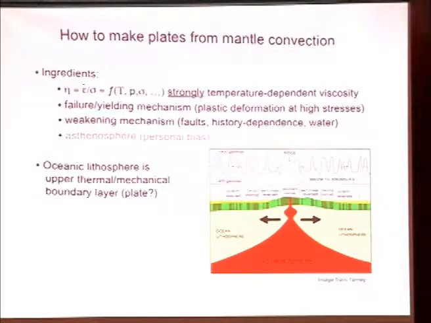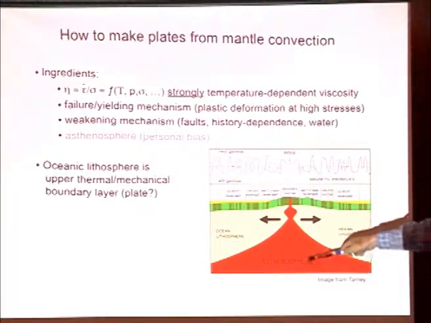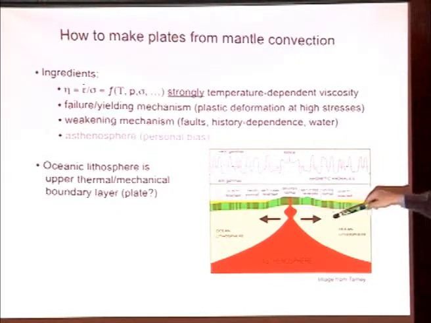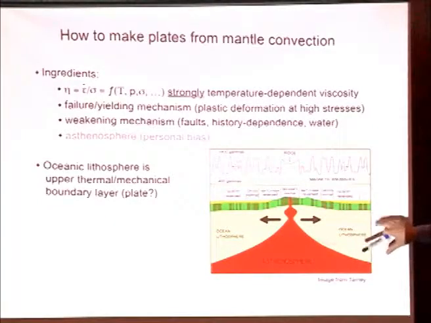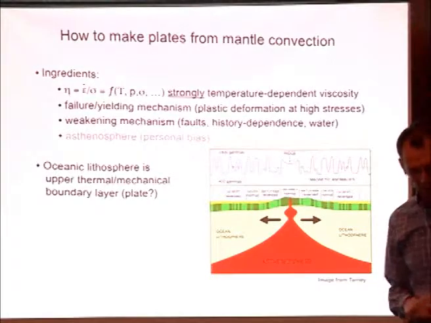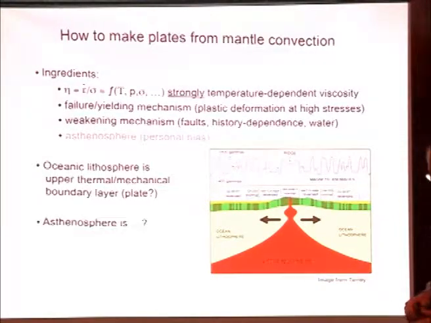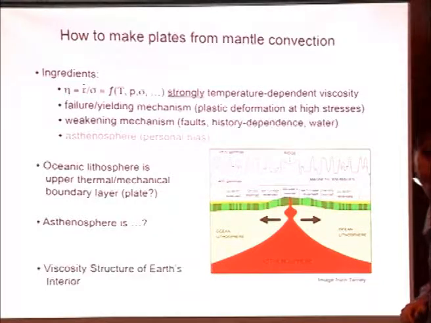If the oceanic lithosphere is our upper thermal or mechanical boundary layer, does that make it a plate already? To first order it probably does. Shown here is an image of the mid-ocean ridge process: the asthenosphere slowly gets converted to oceanic lithosphere, which then cools and thickens as it spreads away from the ridge. That's probably not a bad first-order assumption. It leaves the question: if that's the lithosphere, then what is the asthenosphere? And that points to the question, as Dave hinted at, of what the viscosity structure of Earth's interior is.